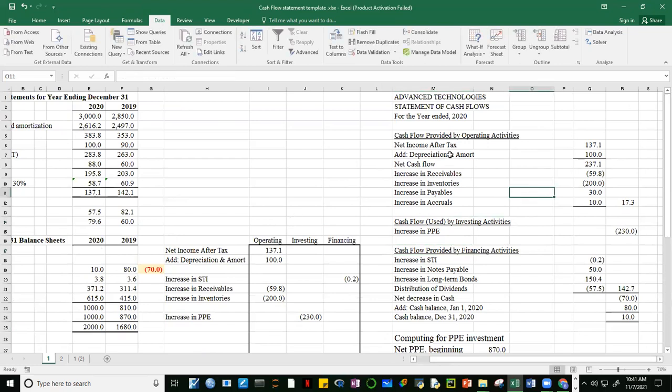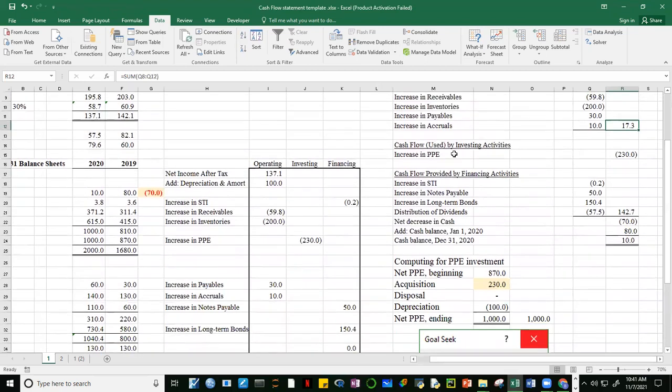Okay, so we just copied this. Net income after tax plus depreciation, that's net cash flow. And then we accounted for the increase in receivables, inventories, payables, and accruals. Okay, add everything, giving us the net cash provided by operating, and then net cash used by investing, and then net cash provided by financing. So these three main parts of your cash flow statement are indicated here.